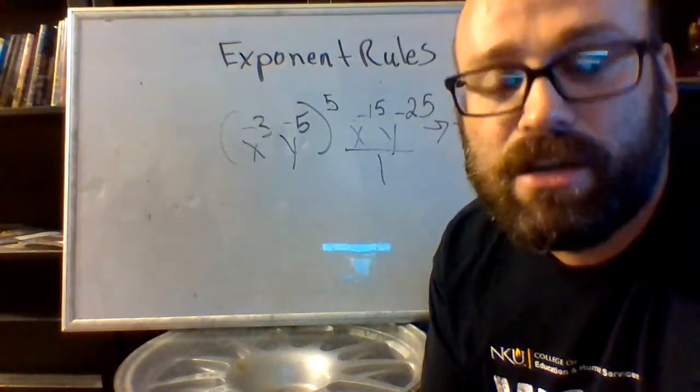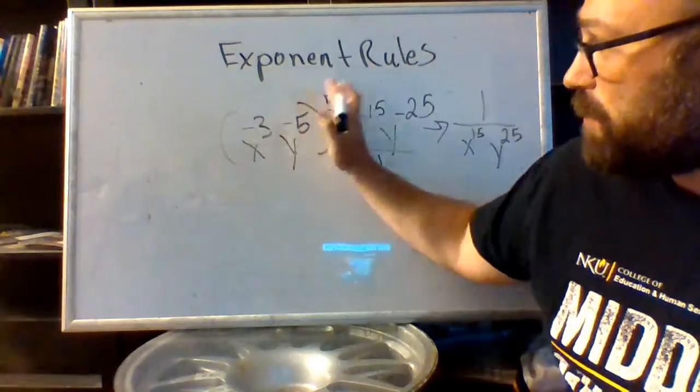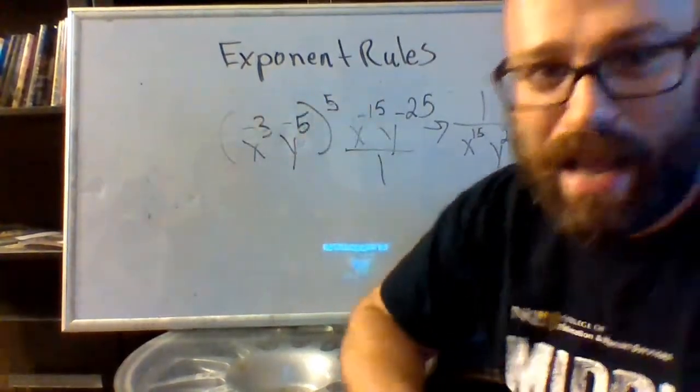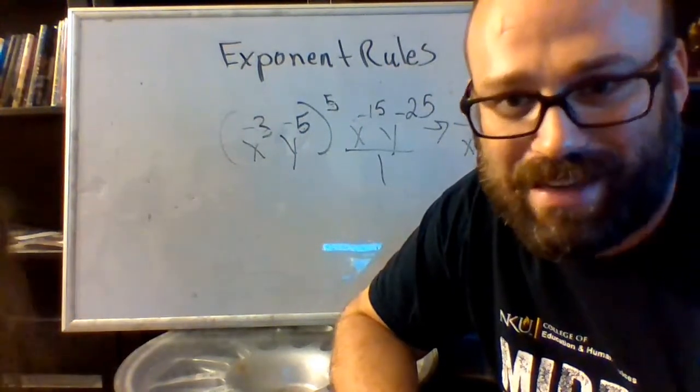And now they're positive. So the powers property states that if you have a power to another power, you can just multiply those and get those exponents for your next step. And that's as easy as that.